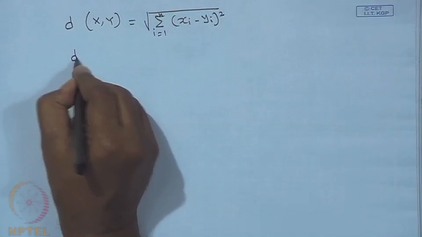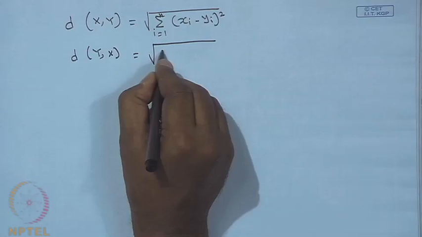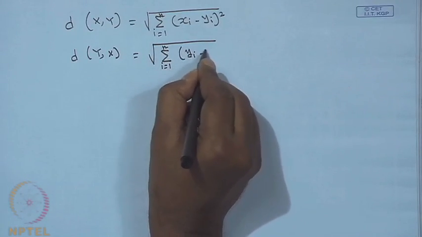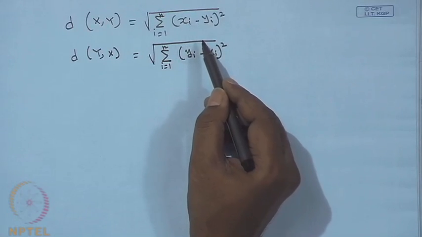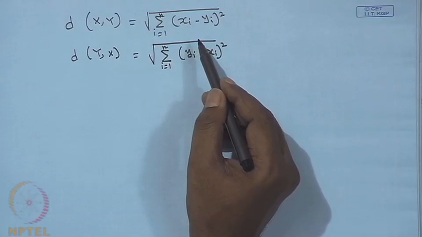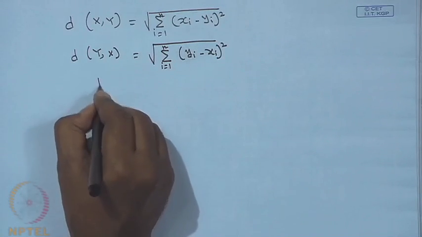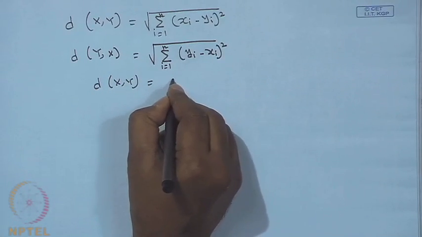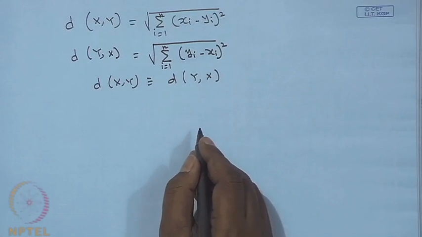Similarly, we can talk about the metric between y and x, which is nothing but the square root of summation i equal to 1 to n of (yi minus xi) square. If you look into these two expressions, whether it is (a minus b) whole square or (b minus a) whole square, they are identical. Therefore, we prove the axiom that the metric between x and y is identical with the metric between y and x. So, that goes for the metric.